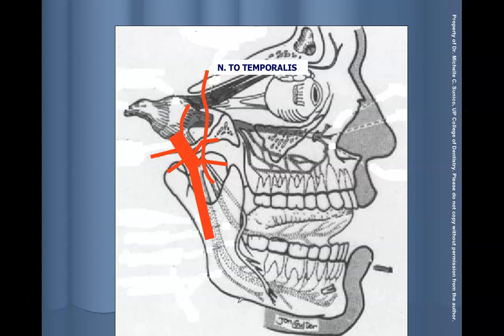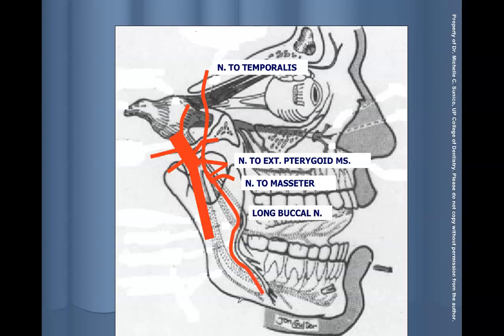One branch is motor to the temporalis muscle. Another branch is motor to the external pterygoid muscle. Next is the nerve to the masseter muscle, another motor branch. And the last one, and the only sensory nerve among all four branches of the anterior trunk, is the long buccal nerve, which is sensory to the buccal mucosa of all mandibular posterior teeth.